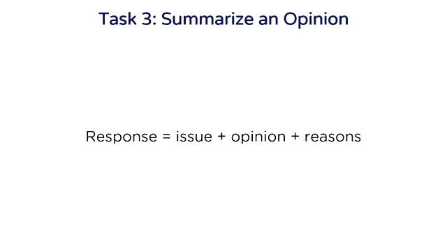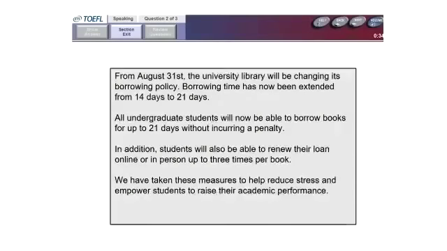So the structure of your response could look something like this: the issue, the opinion, and the reasons. Introduce the issue, which is going to be presented in the reading passage. Then introduce what the speakers think about that issue, which you're going to hear in the conversation. And then give or summarize the reasons that they give for that opinion. So there's your little formula. Let's look at an example.